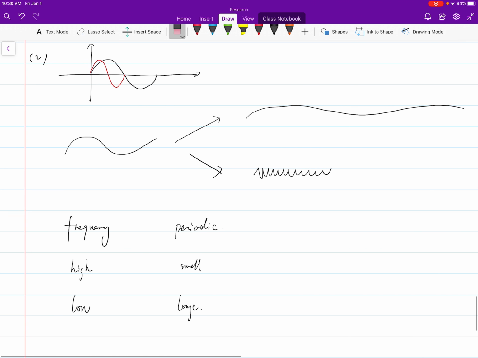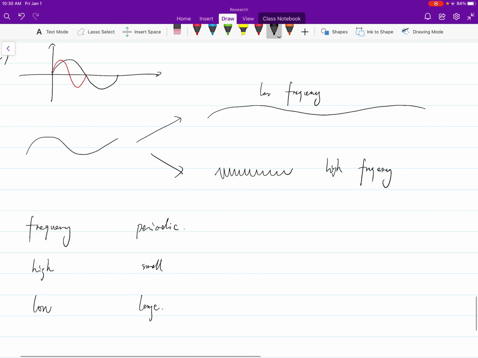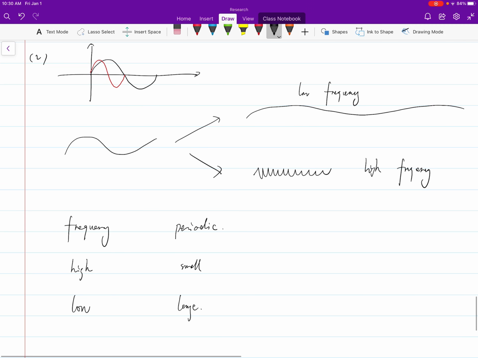For some, we won't call it earthquake anymore. Earthquake is actually faster than that. So basically what we have here is low frequency. This is the high frequency.